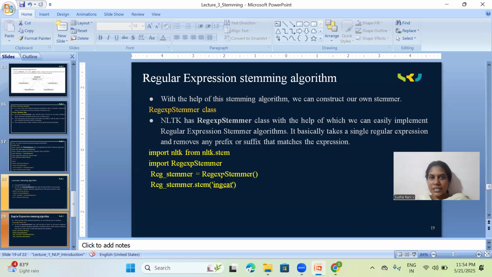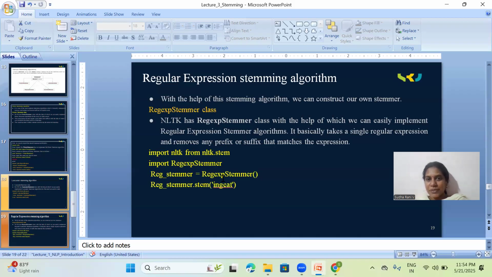Next one is the REGEXP stemming algorithm, that is the regular expression stemming algorithm. With the help of this stemming algorithm, we can construct our own stemmer. It is a hybrid method, where we can use our own stemming, not using the default or predefined one. We can customize our own stemming.